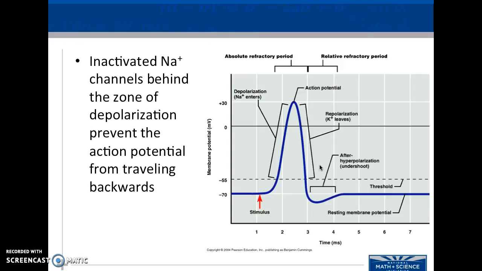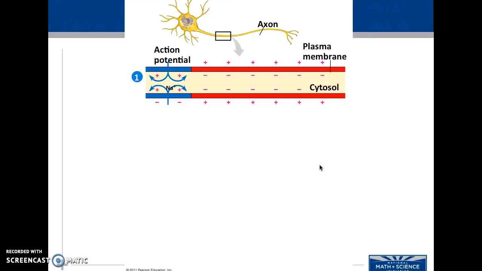The reason that this happens is because we have this refractory period where the inactivated sodium channels can't open for a certain amount of time, and so the cell remains depolarized in that area, making the impulse only move in one direction, which is actually a really important thing.